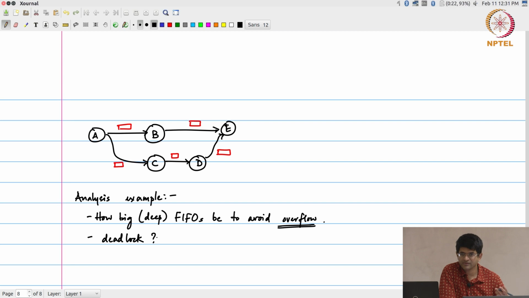There are problems with that, which is that the moment you start putting those additional constraints so that you can then answer the questions, is the FIFO ever going to overflow, will it ever deadlock, that also reduces the computational power of the system, right?